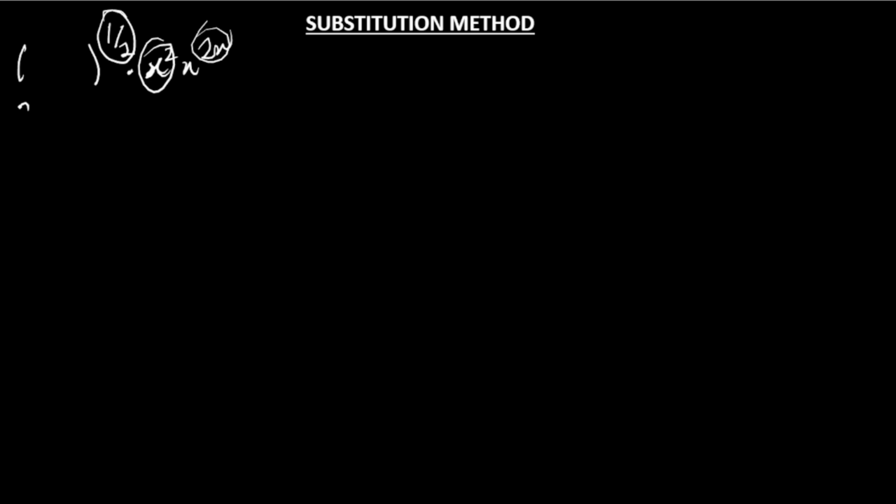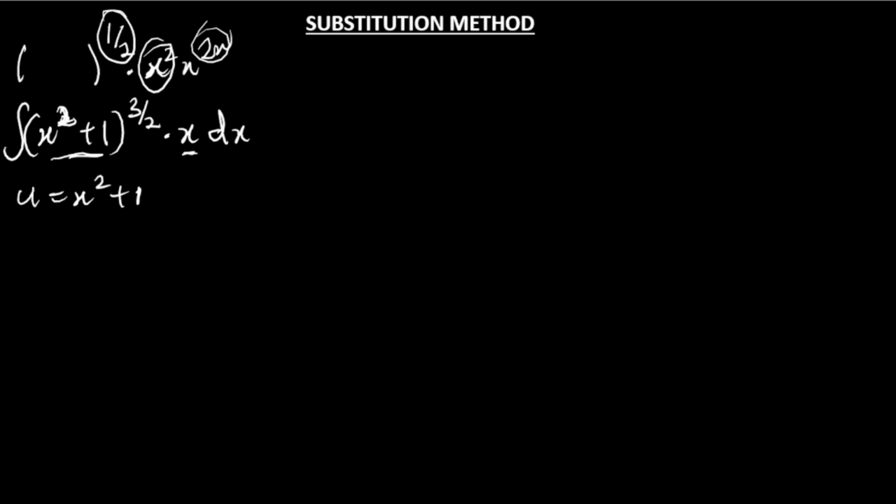Now looking at this, let's assume we're given a particular question like this. Let's say we were given this: (x squared plus 1) raised to the power of 3 over 2, multiplied by x dx. Can you see that? Now, what do you do? Everything in the brackets here, you say it should represent u. That is, u should be x squared plus 1.